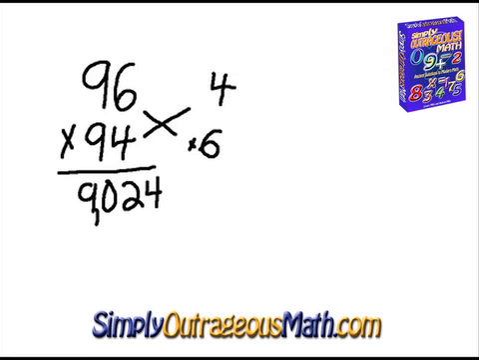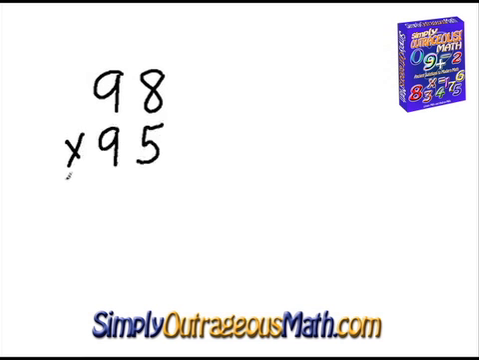Let's try one more. In this example, we're going to multiply 98 times 95. Okay, once again, we're going to look at how far is 98 from 100. Of course, that is 2 away from 100. 95 is 5 away from 100. So 5 times 2 is going to give us 10. Once again, that's going to be the end of our answer.